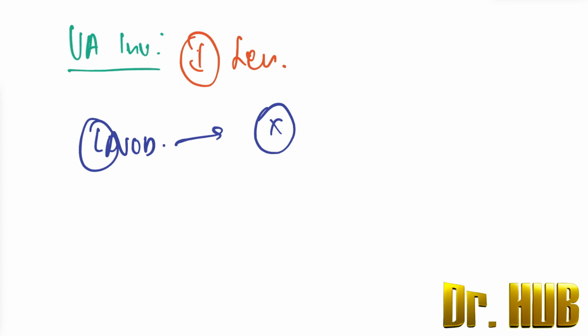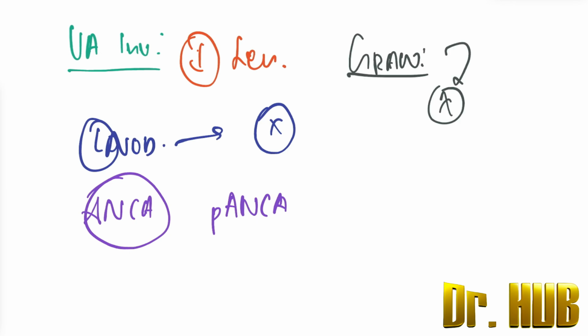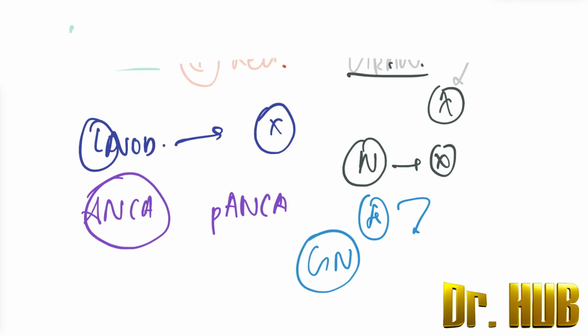Then, in microscopic polyangiitis, what about the ANCA? Looking at ANCA, that is anti-neutrophil cytoplasmic antibodies, the PANCA is mainly present. Then let's look at the granuloma. The granuloma is absent, and the necrosis is also absent. Then in the kidney, it is glomerulonephritis, known as GN.